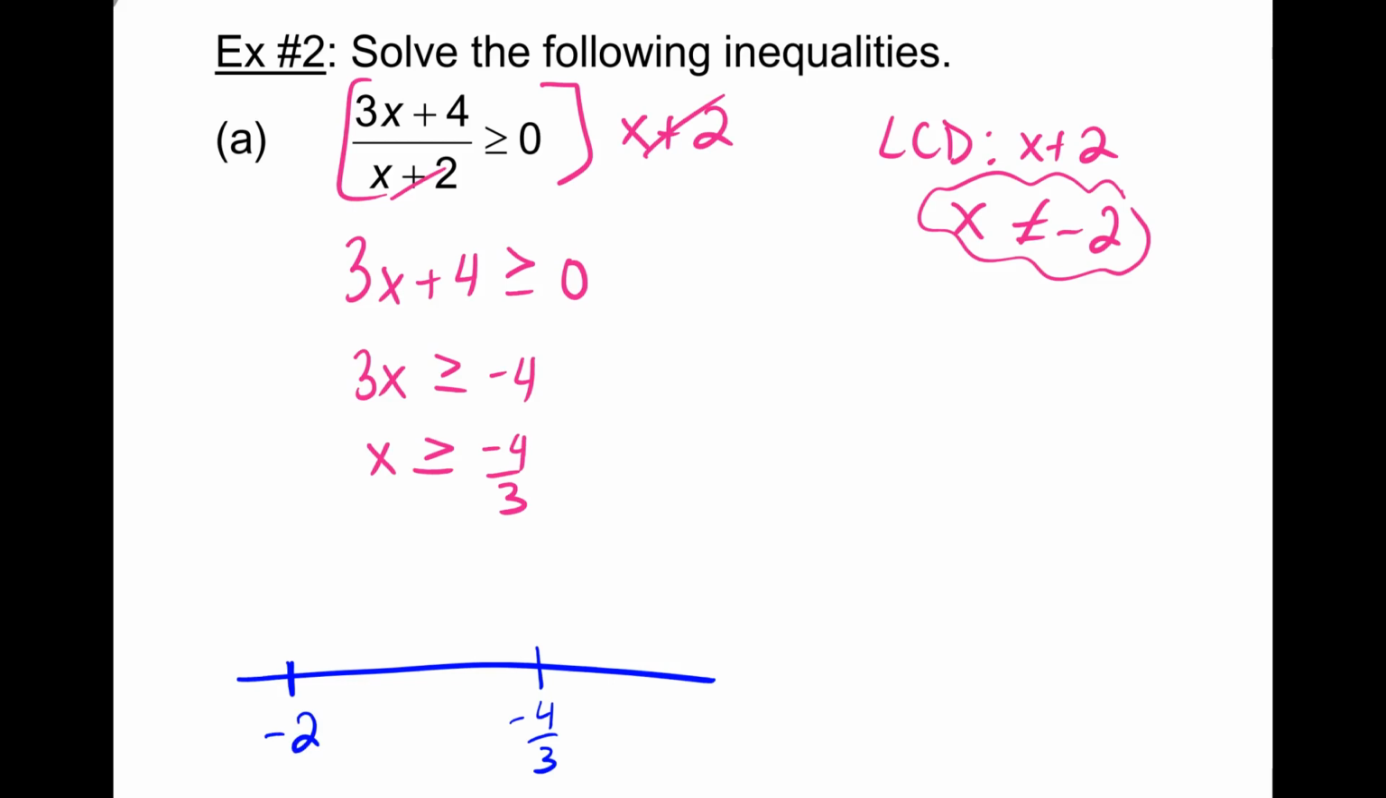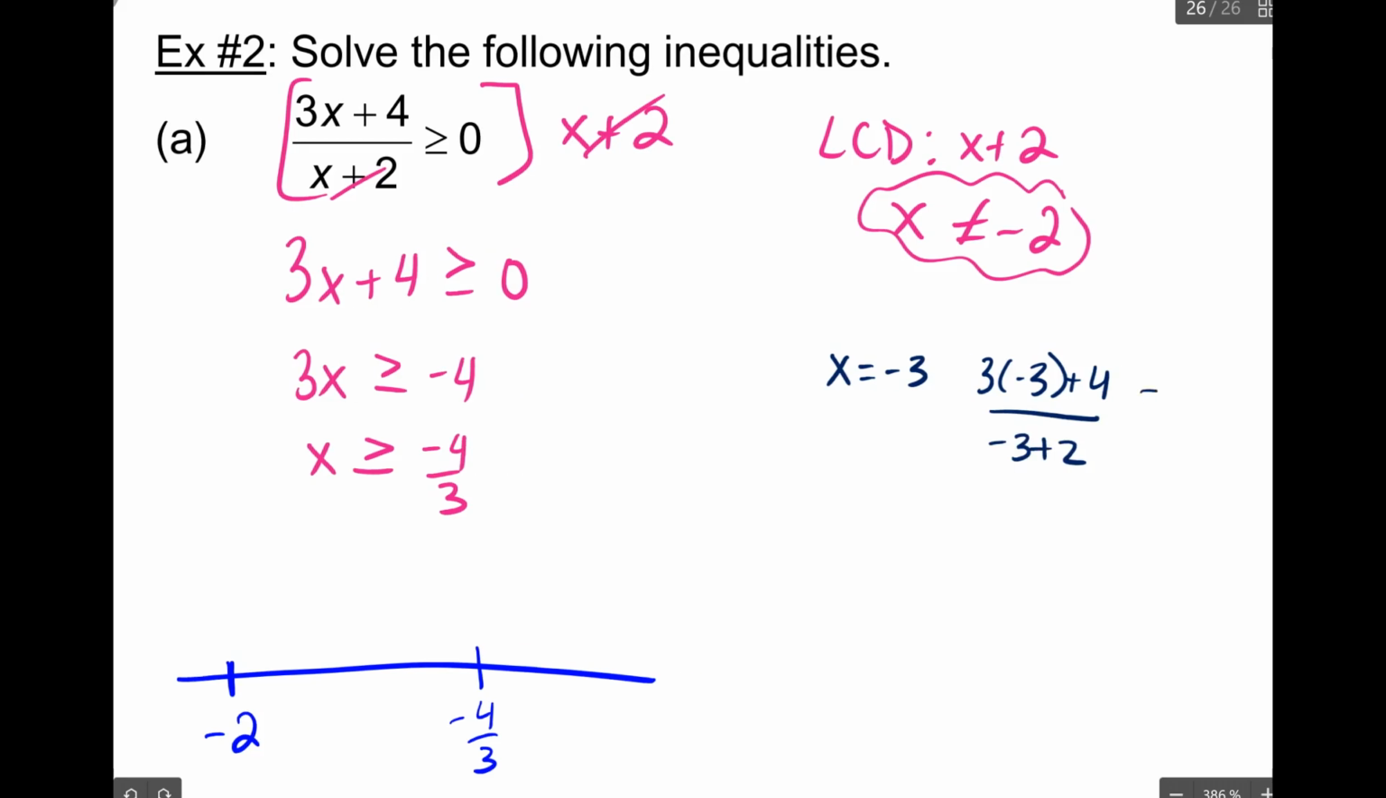Okay, so I need to plug in points. So if I plug in, let's say, x equals negative 3, I have 3 times negative 3 plus 4 over negative 3 plus 2. So negative 3 times negative 3, so negative 9 plus 4 is negative 5 over negative 1. Okay, so this is positive. So it's positive when I'm less than negative 2.